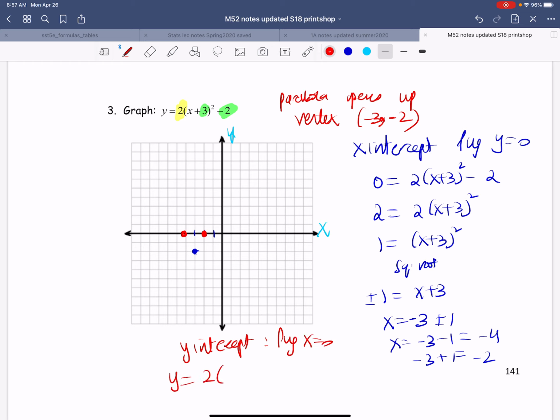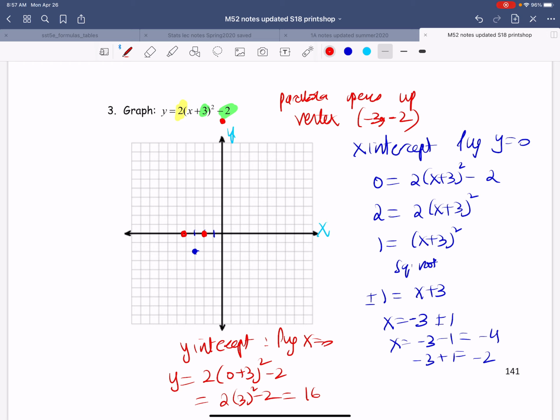y equals 2, 0 plus 3 squared minus 2, which is 2 times 3 squared minus 2. 3 squared is 9, 9 times 2 is 18, 18 take away 2 is 16. So somewhere here I'm just going to mark that that's my y-intercept, 16.